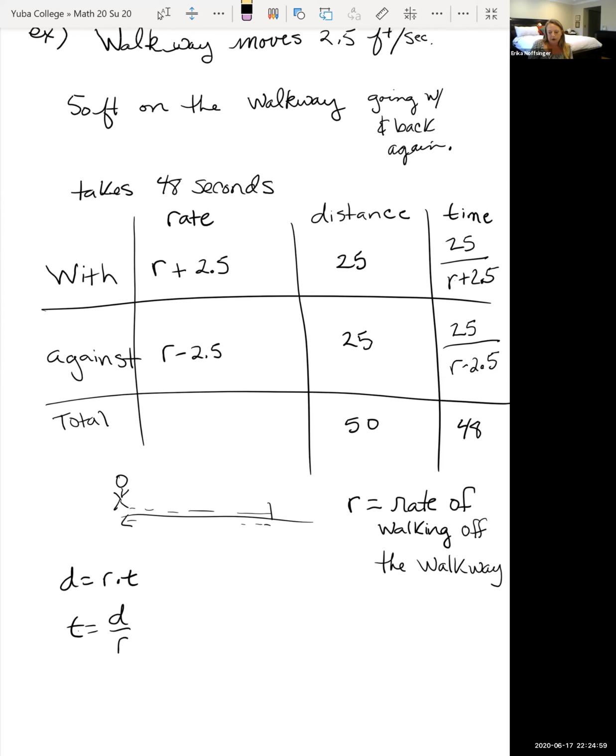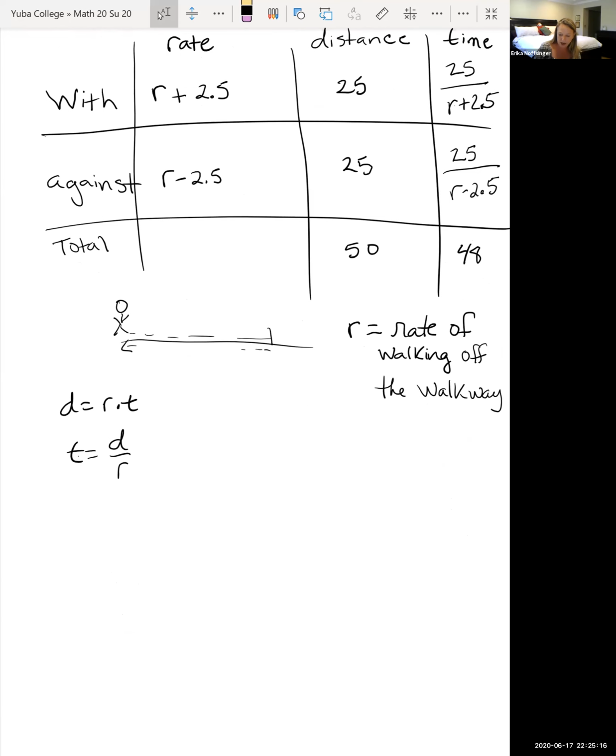So wouldn't you agree, if the total time was 48 seconds, I'd have to look at the time I went walking on the walkway plus the time it took me to walk back. And we know that total time is 48 seconds. So let's sum those times.